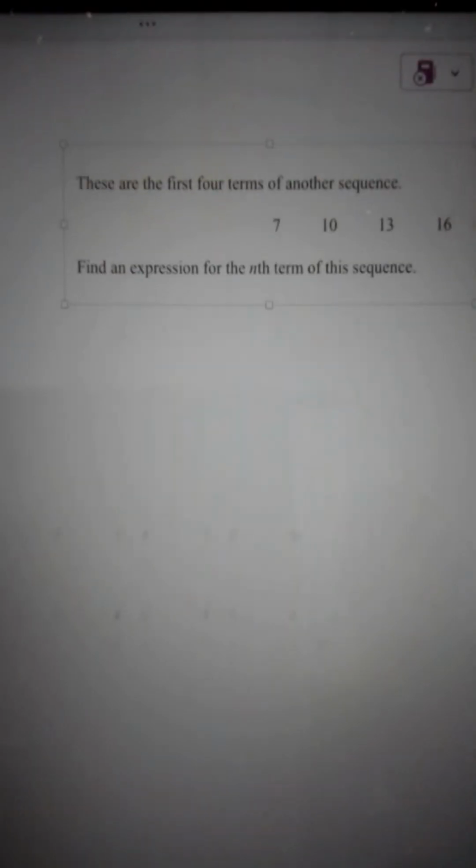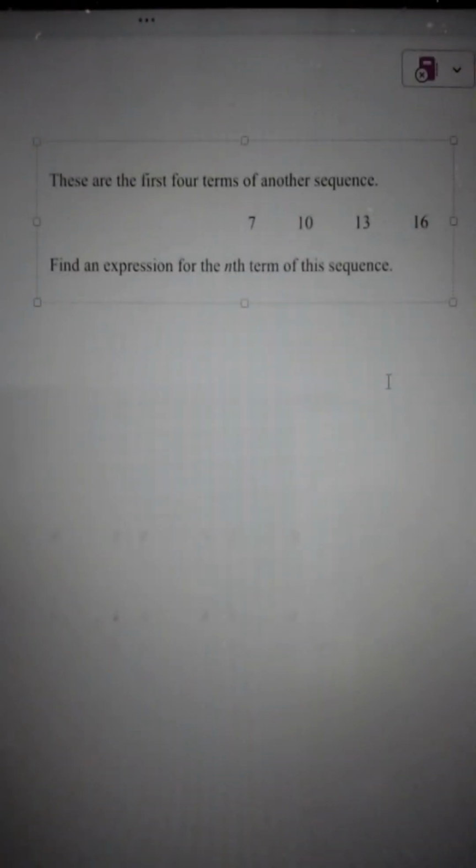And here is another question. It is from the 0580 mathematics past paper, question paper 11 of 2023. We are going to solve its question number 17, its B part, where this sequence is given.